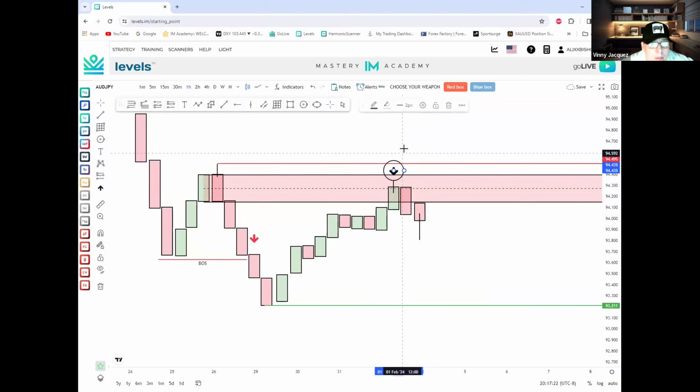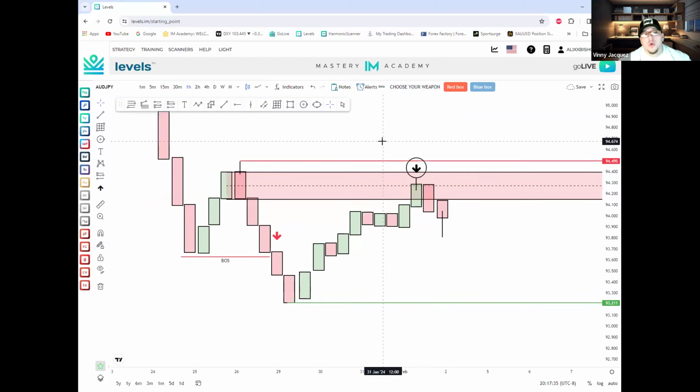Now, when you're looking for extra confirmation, the value box is super good. It's a good tool. You're going to click on choose your weapon and pull out value box, right? Now, what that's going to do is locate your swing highs and your swing lows. Are you guys with me so far? Let me know. Yes. Cool. Awesome.